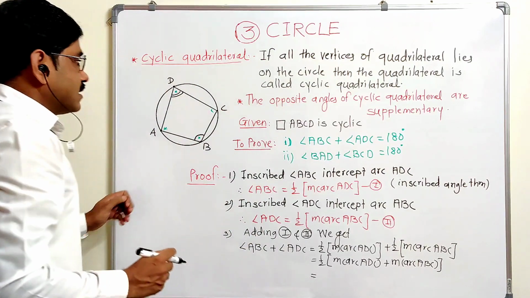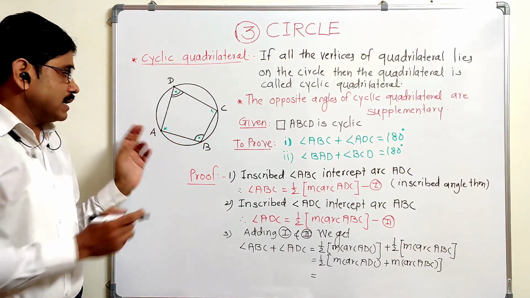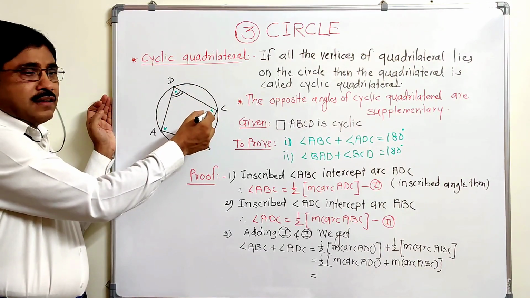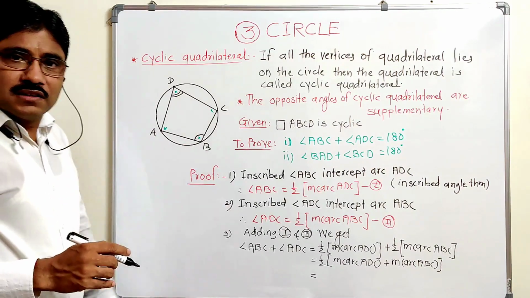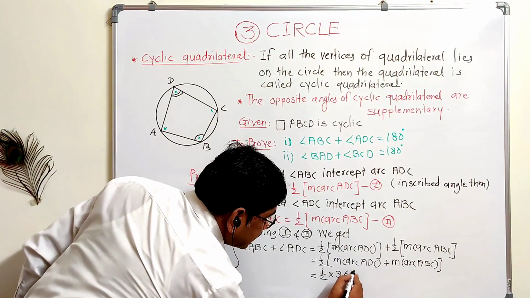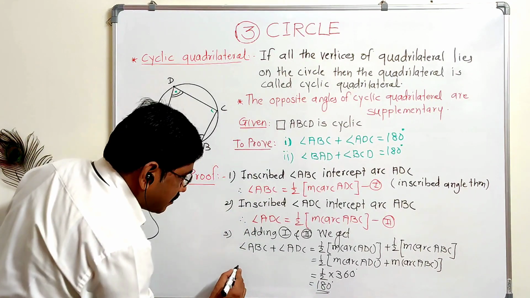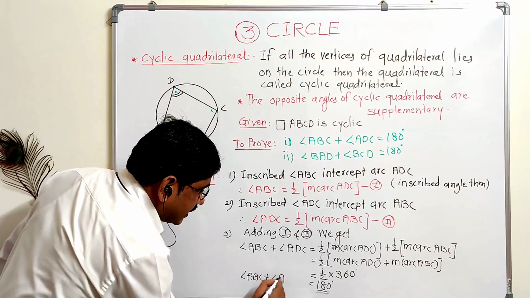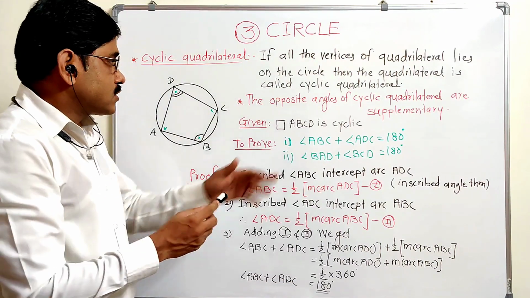But if we observe the circle, major arc ABC plus major arc ADC is the complete circle, and you know the measure of the complete circle is 360 degrees. So half into 360 degrees we get 180 degrees. In this way we can prove angle ABC plus angle ADC is equal to 180 degrees. So this first one is proved.